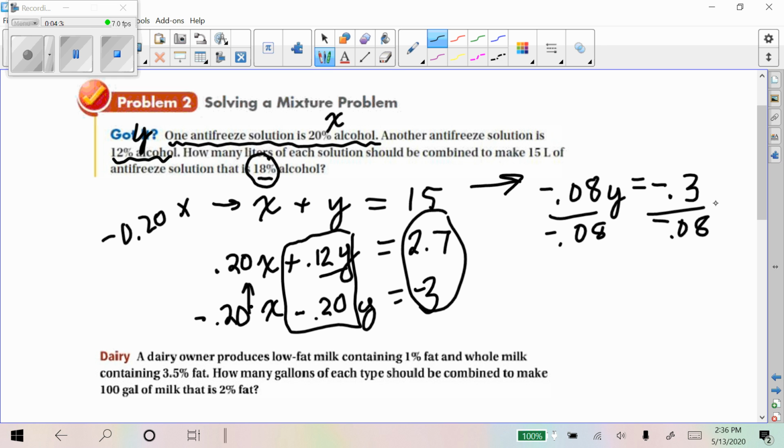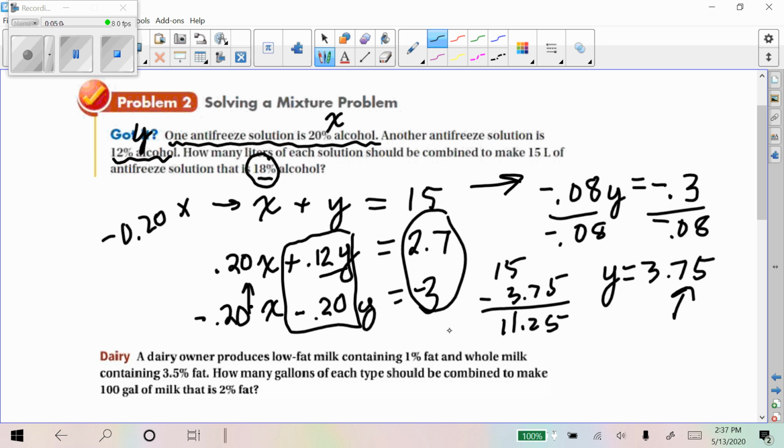And that gives me 3.75. So 3.75 liters of my solution is the Y solution, the 12%. Now we're going to have 15 total, so I'm just going to quickly subtract my 3.75 from 15, and that gives me 11.25. That's the 20% solution. So I need 11.25 liters of 20% solution and 3.75 liters of 12% solution.